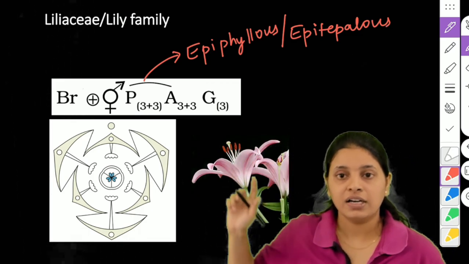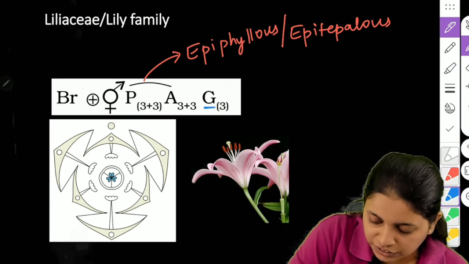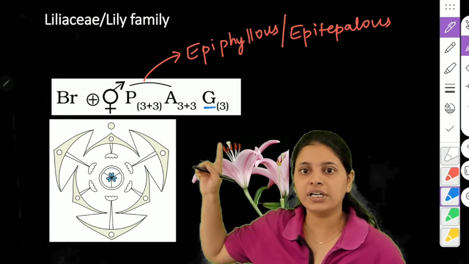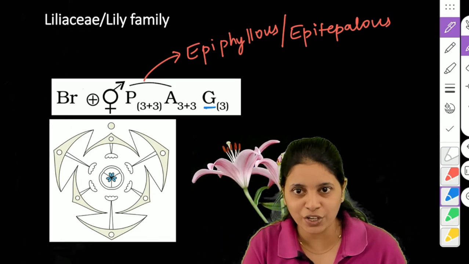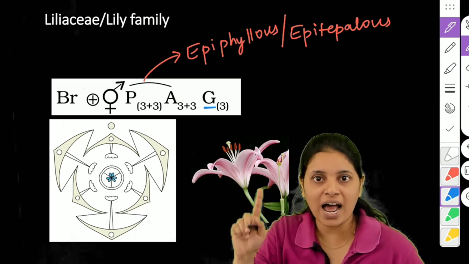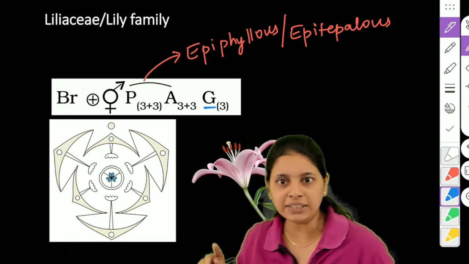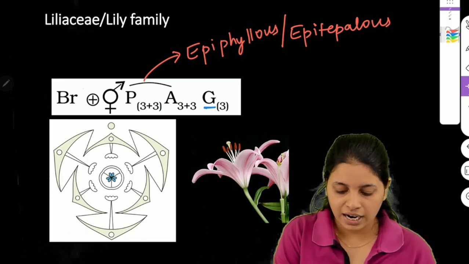Last, we have the gynoecium. Now here we should have an underline. Okay, in the textbook it's missing, but make sure you note it. G underline. Okay, that means we have superior ovary. 3 means tricarpellary. There are 3 carpels, and bracket means fusion, right? The 3 carpels are fused.